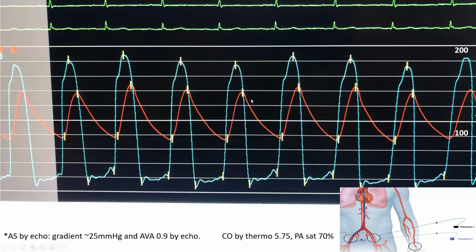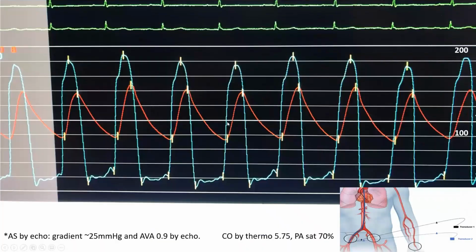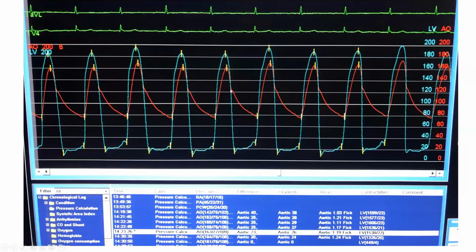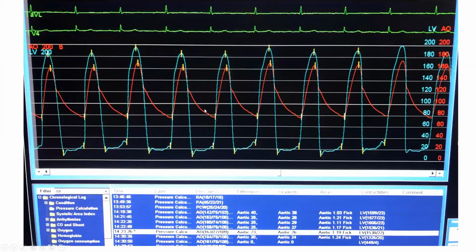But again, I didn't like the tracing. So we flushed, changed the catheter length, and this is the gradient we obtained here. It is a lot less. Look, we went from 40 to almost 20 peak-to-peak gradient, dramatically less. And now we see, look, the upstroke is sharper here, and we see a dicrotic notch, which we did not see on this recording. So again, dramatic change in management.